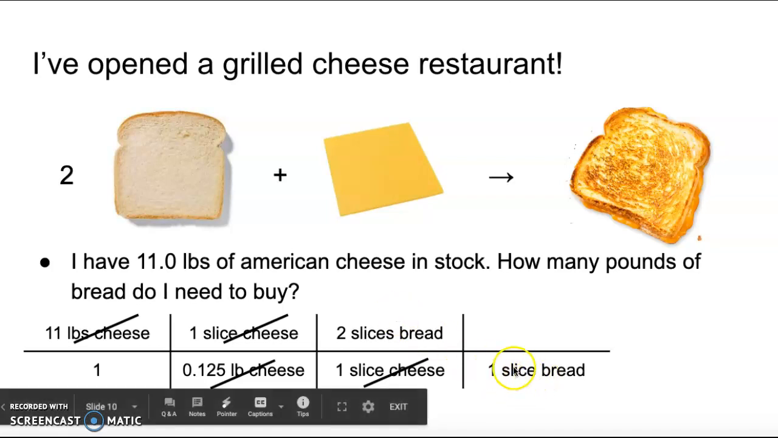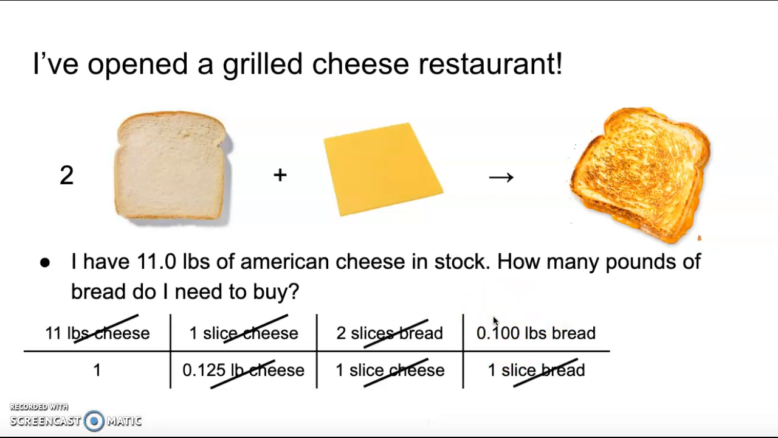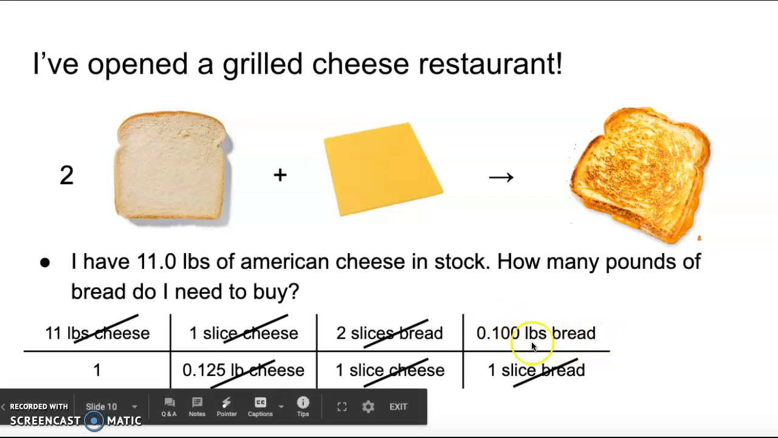Now I'm going to put slices of bread on the bottom so that the units cancel, and 0.100 pounds on the top because that's my pounds per slice. Now slices of bread will cancel, leaving me with the unit of pounds of bread. So I followed these 3 steps of converting from mass to slices, using my ratio from my balanced equation, and then using the mass again per slice of bread here.